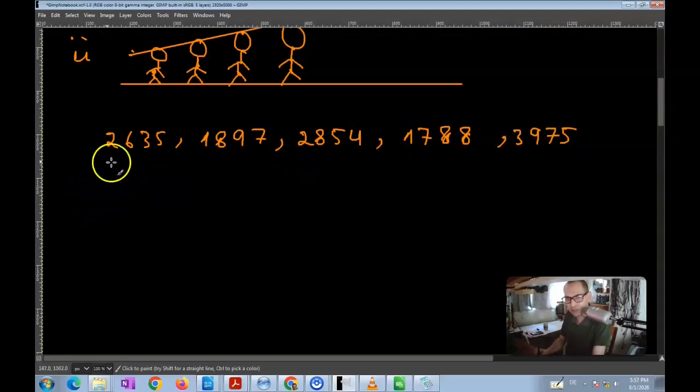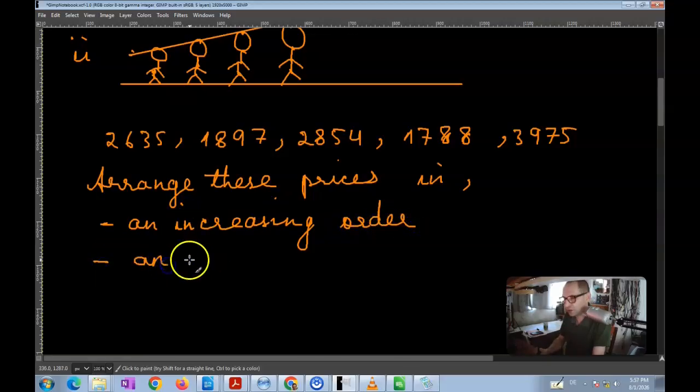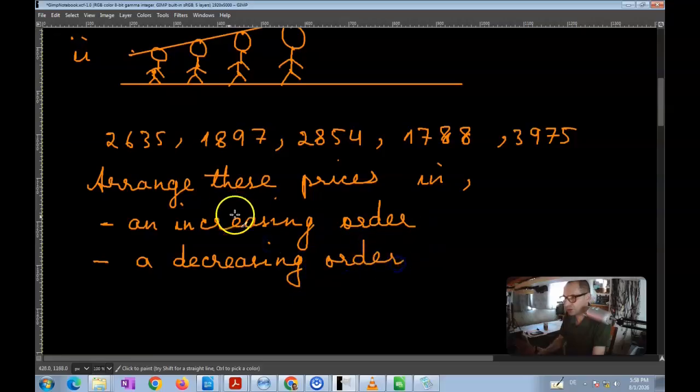Now we can arrange these prices in an increasing order, or in a decreasing order. Depending on the way that you want to think about buying them, you would arrange them in an increasing order or a decreasing order. So I call this, for example, number 1 and number 2, right?